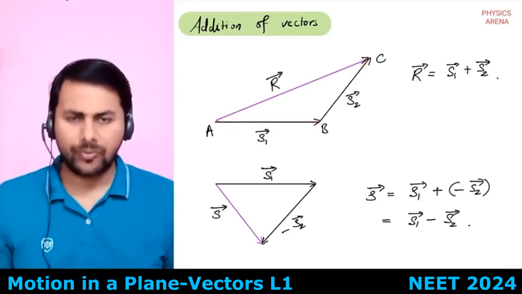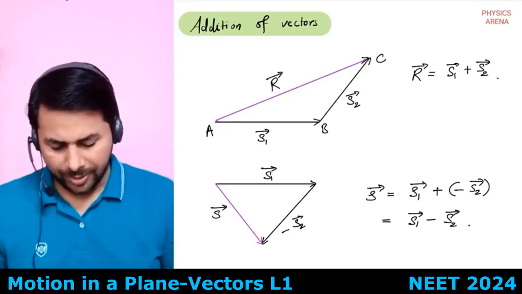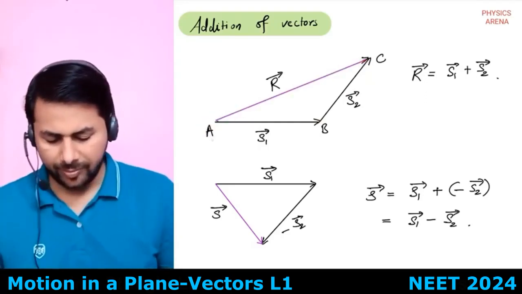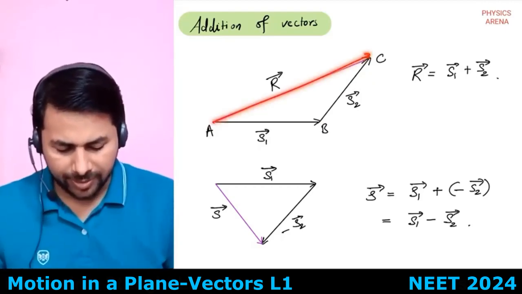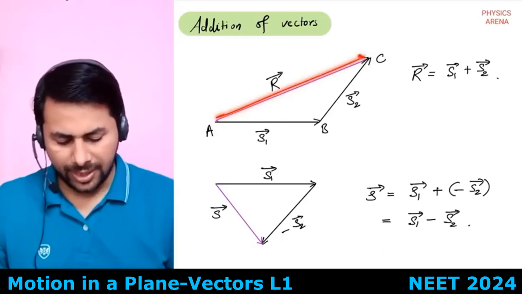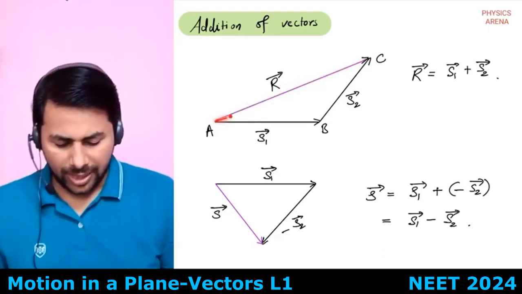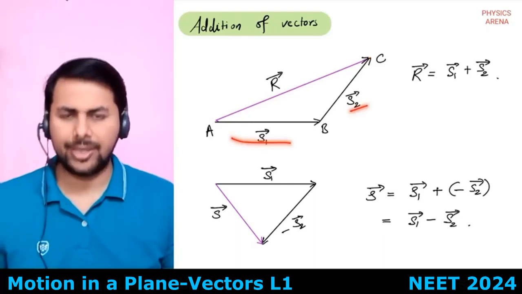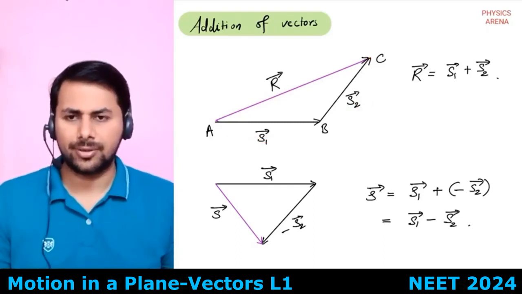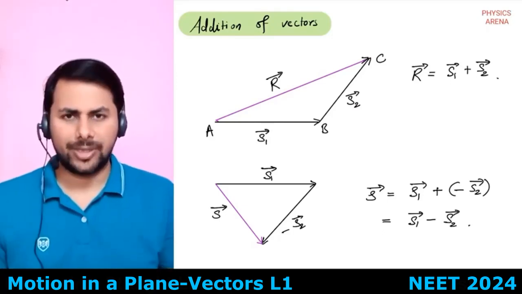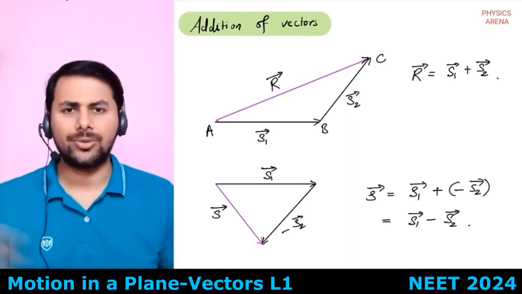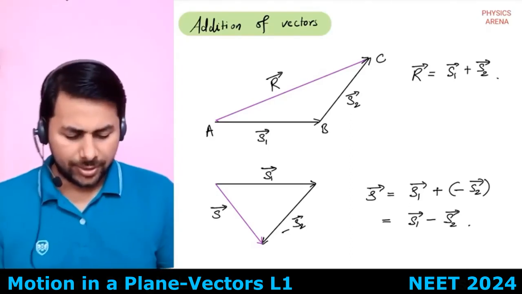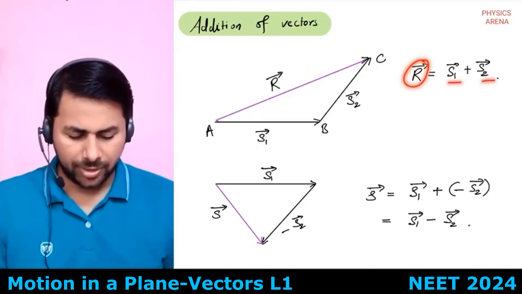Okay, and what is my net displacement? If I draw a straight line starting from the original position or initial position to the final position, that's my total displacement. So that is R bar, right? So this R bar is equal to S1 bar plus S2 bar. If I add two partial displacements, I should get what? The total displacement, right? So this is the resultant of addition of these two displacements.